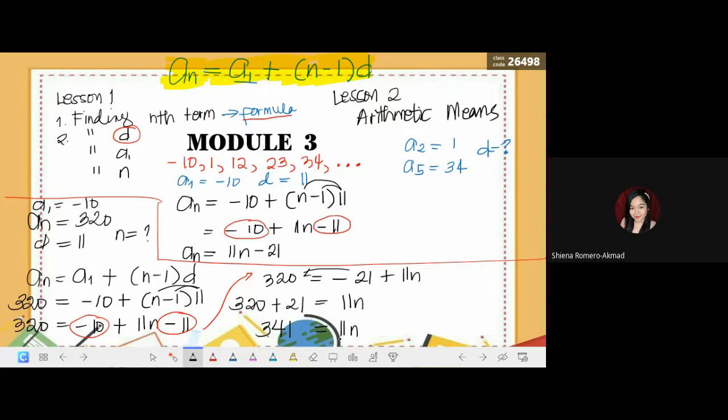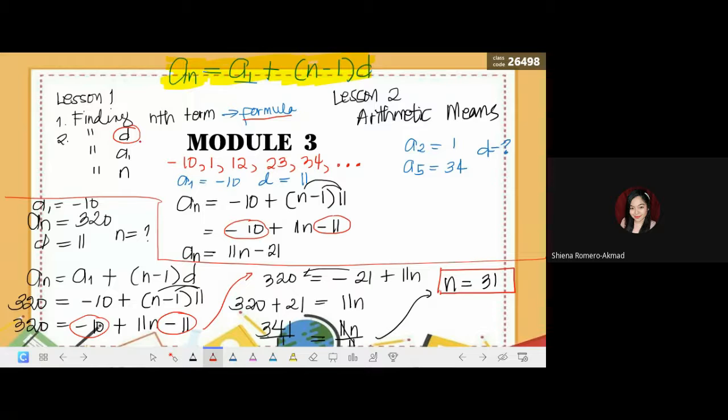So ano po kaya yung pag-divide natin? Both sides. Isolate lang natin yung equal sign. Ano magiging answer natin dyan? 341 divided by 11. Answer na natin to. So this is n equals 31. 31 daw po. So n is 31.